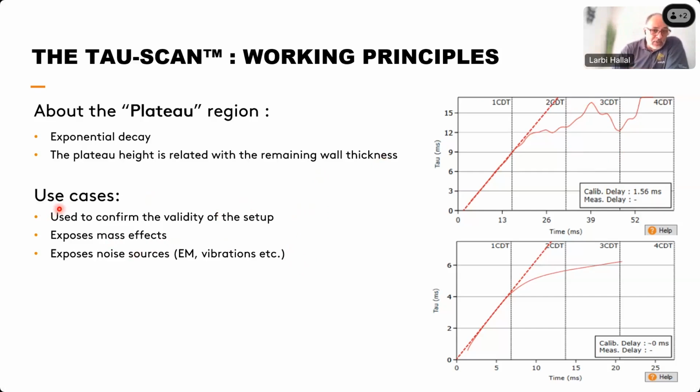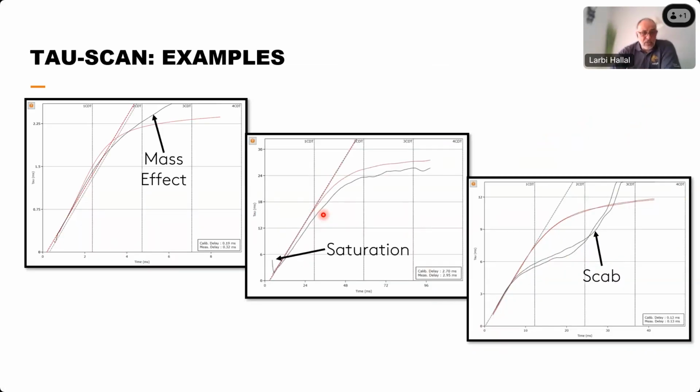And at the end, of course, you will look at the plateau to confirm the validity of your initial setup. Some examples in the next slide, just to highlight. We've been talking about mass effect. This is a typical signal you will get on the Tau-Scan when facing some mass effect. You will see that the black line is almost parallel to the red calibration value, but crossing and exceeding it, and the slope is higher than the normal one.